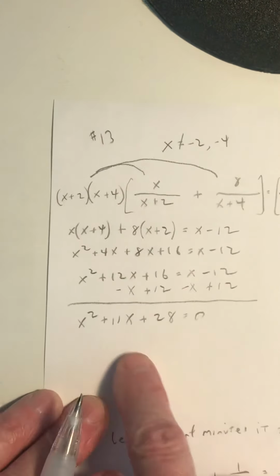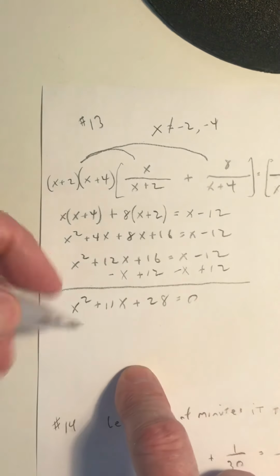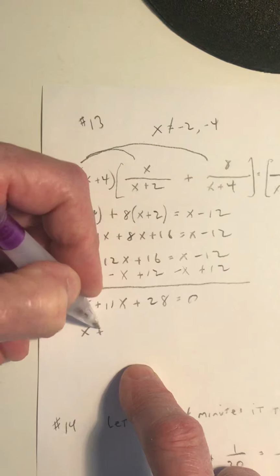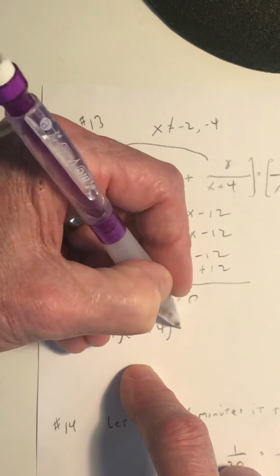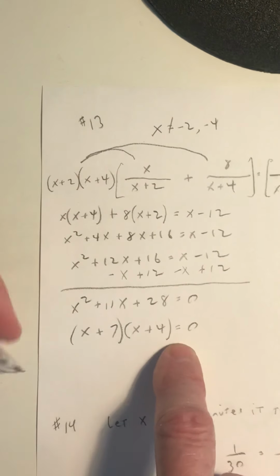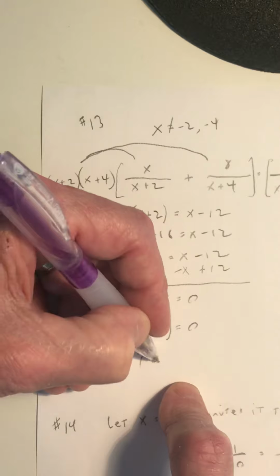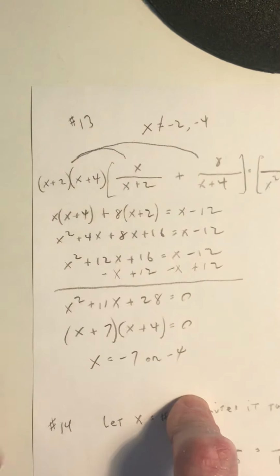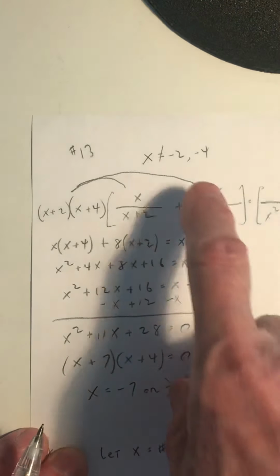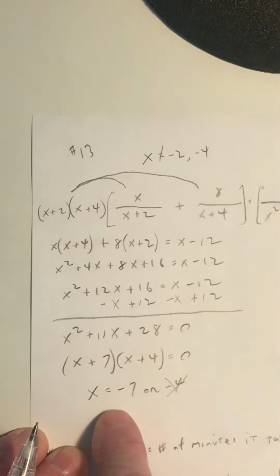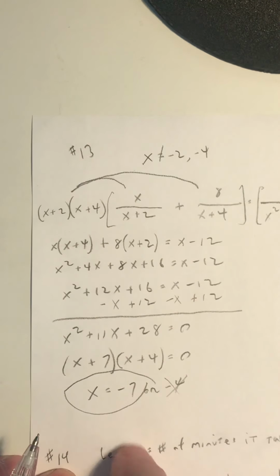equals 0. And we can factor this and use the zero product property to solve this quadratic. And this factors very nicely. x plus 7, x plus 4. The solutions to this quadratic would be negative 7 or negative 4. And I'm going to cross out the negative 4. Why? Because we can't use negative 4. So the only solution is negative 7.